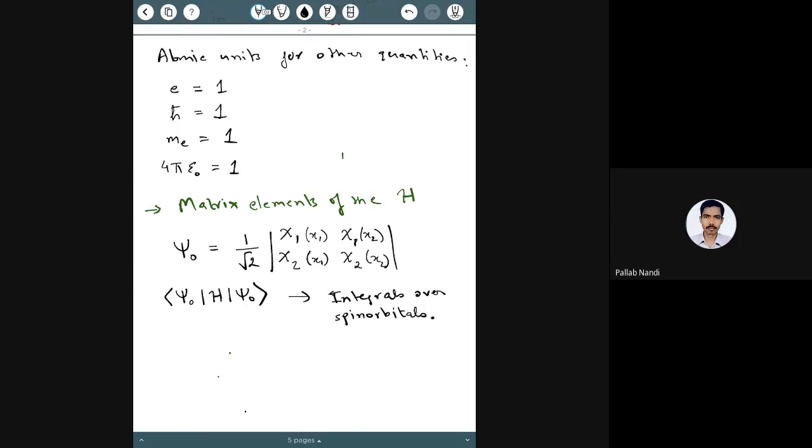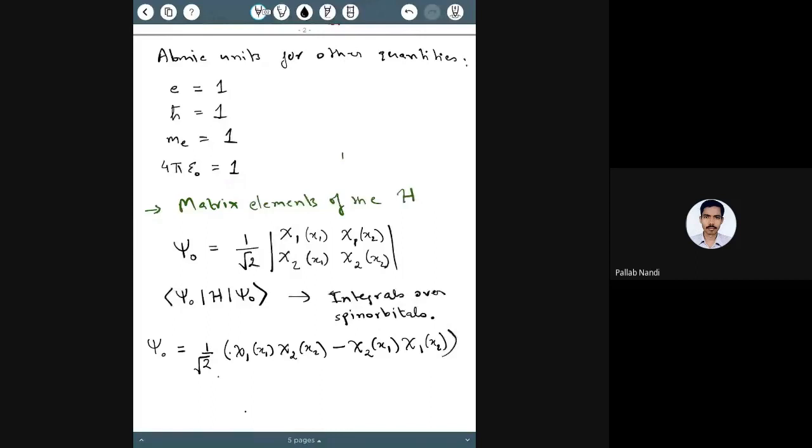So this is the wave function. I will also explicitly evaluate the wave function and write it down for reference later on. So this is basically chi1 x1, chi2 x2 minus chi2 x1, chi1 x2.